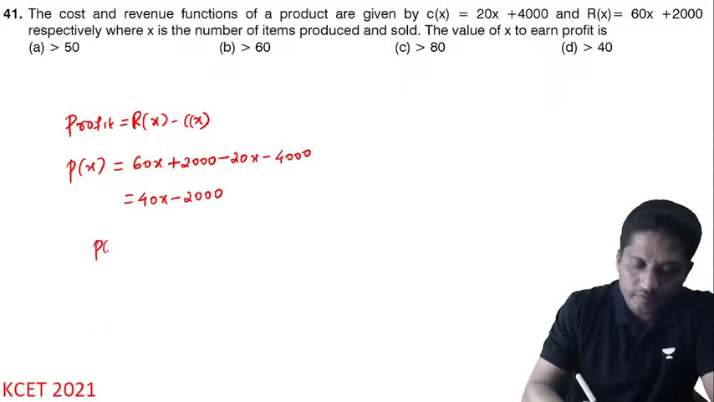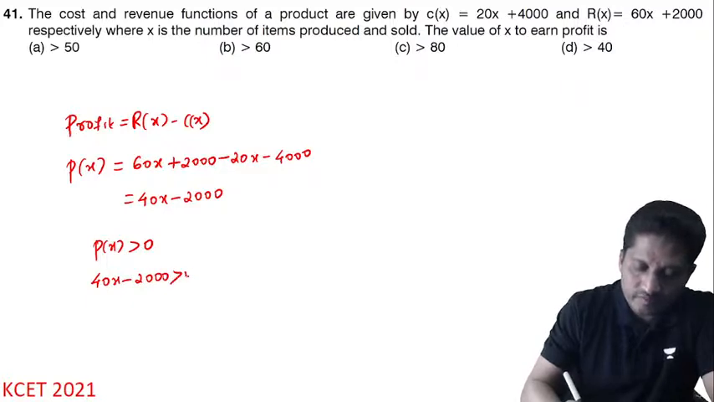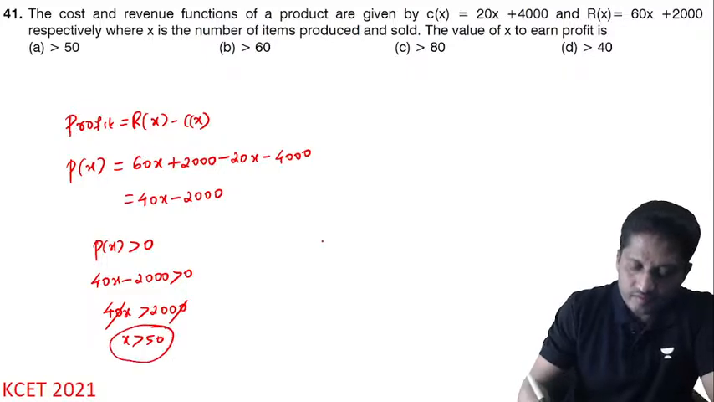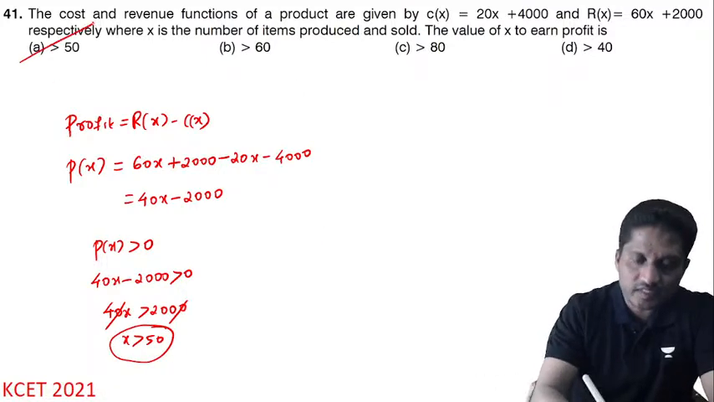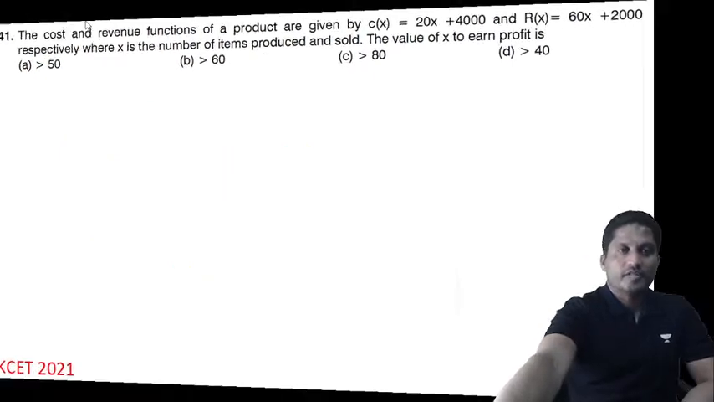Alright, now profit should be positive, right? Now this 40x minus 2000 should be positive. 40x is greater than 2000. This will cancel. x is greater than 50. x is more than 50, answer is option A. Let's move to the next question.